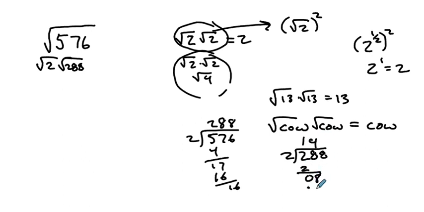4 times 2 is 8. 8 minus 8 is 0. Bring the 8 down. 2 times 4 again. So I get 144. So let's rewrite this as the square root of 2 times the square root of 2 times 144.